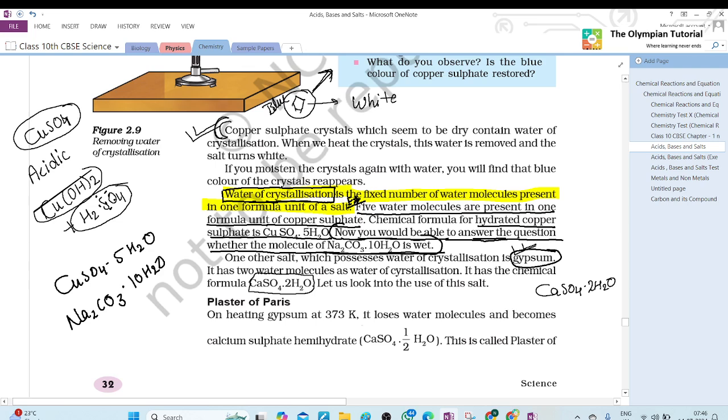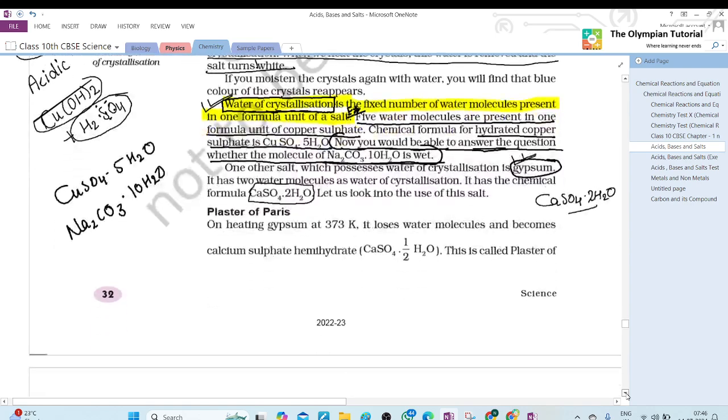Firstly, you will write water of crystallization. After that, you will write that copper sulfate has 5, sodium carbonate has 10, and gypsum has 2 water molecules of crystallization. You can learn this line if you want, or you can simply understand that the crystals will not appear wet. Now, we will study the plaster of Paris.